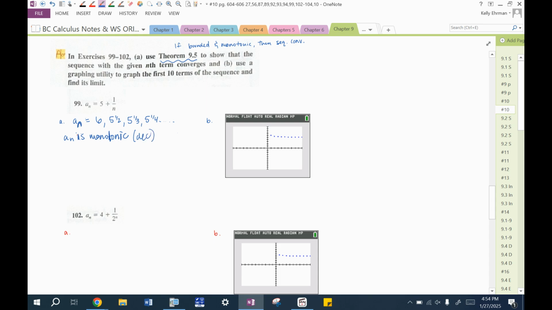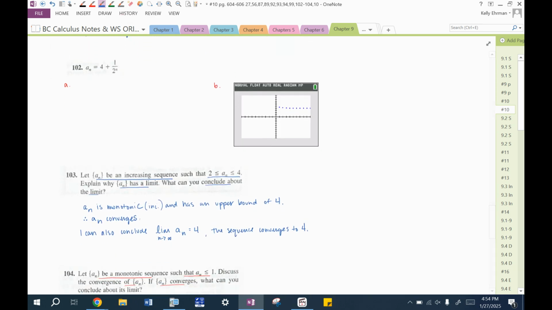Sorry, this is messy. And I only care about the lower bound because this is decreasing. So the limit as n approaches infinity of 5 plus 1/n will work out to be 5 plus 0, and that is just 5. That's also the lower bound. So yes, A sub n converges, and I know it converges to 5. The theorem just tells me it converges. My limit tells me it converges to 5. And I graphed it over here, verified.